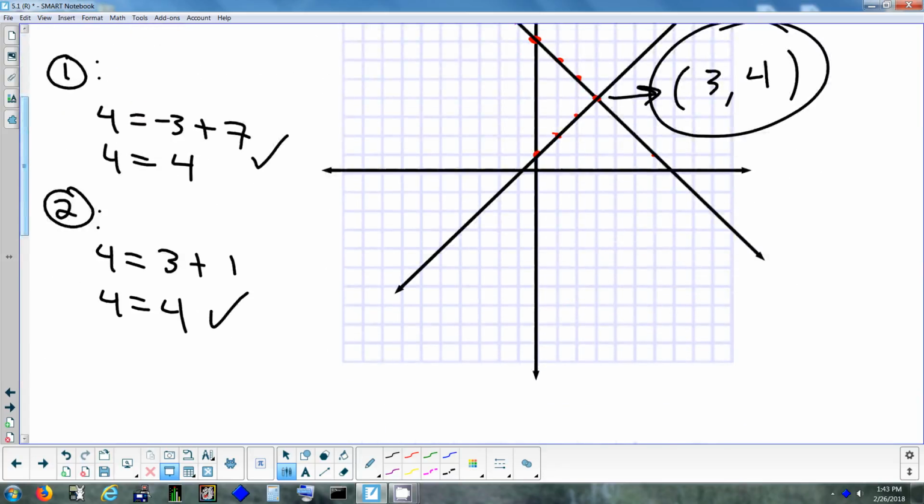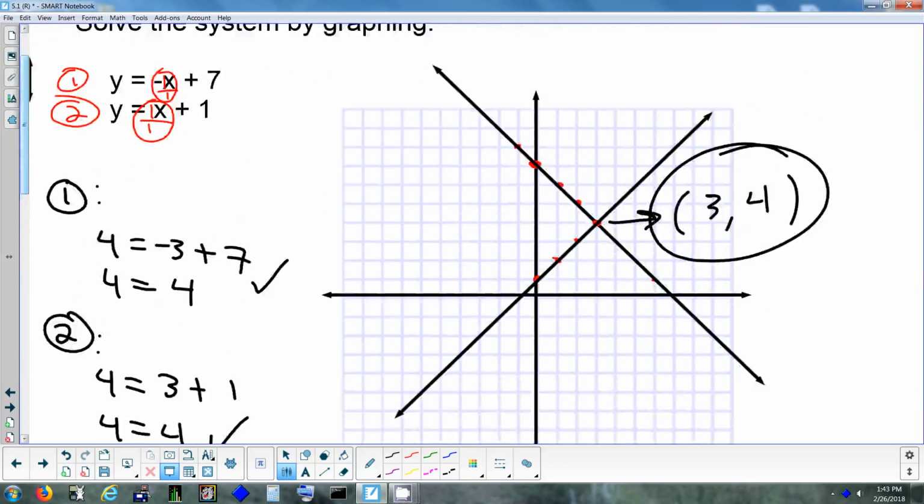So we got it. How did you get 3, 4? Once you draw your 2 lines, it's right where they cross. That's what that coordinate is. Go to the right, it's 3 up. It's on the x-axis at 3. It's on the y-axis at 4. So right 3, up 4. Basically, that's what that point is.